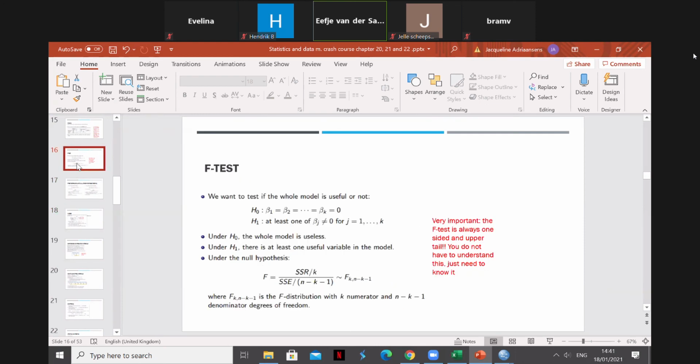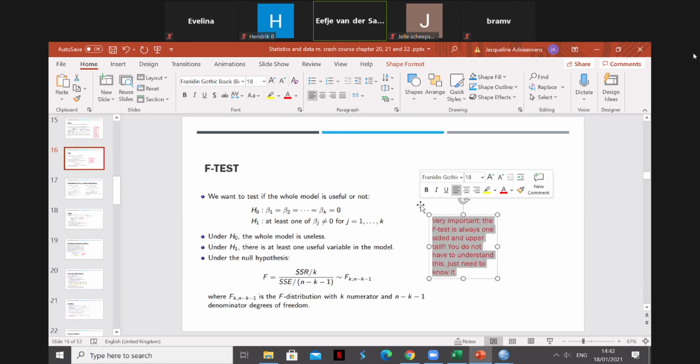Where were we? We were here. Okay, so if you know that, then you have this formula. And it has sort of 2 degrees of freedom because it has this K and it has this N minus K minus 1. And this is very, very important to remember.